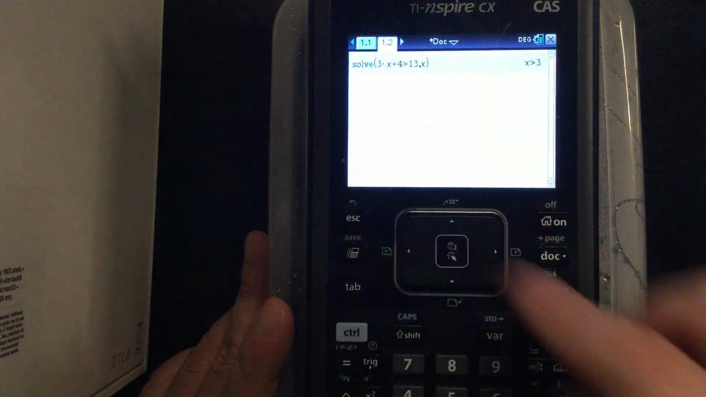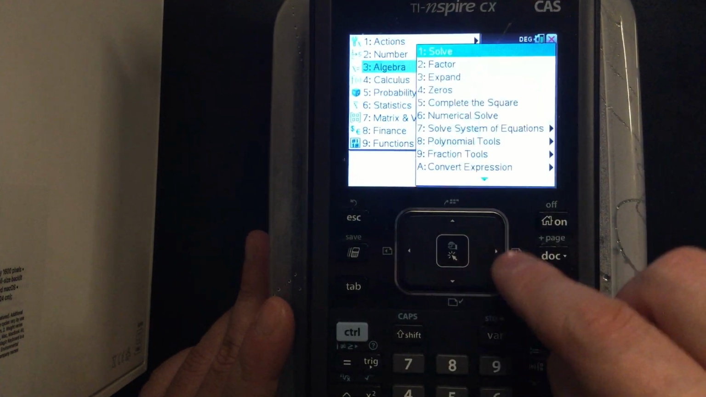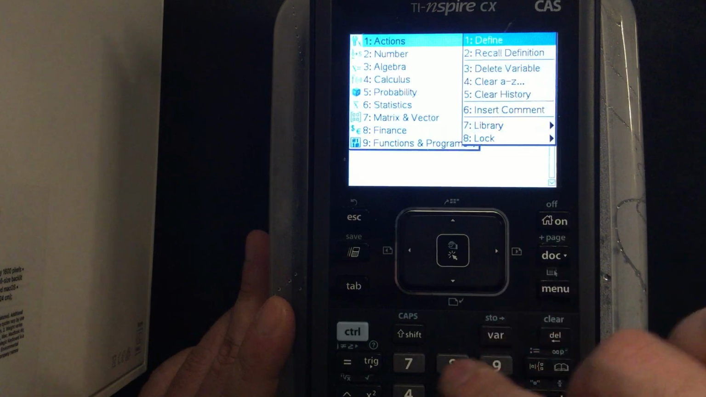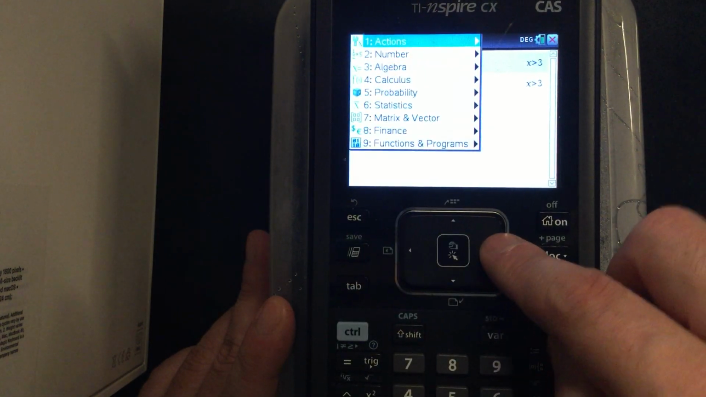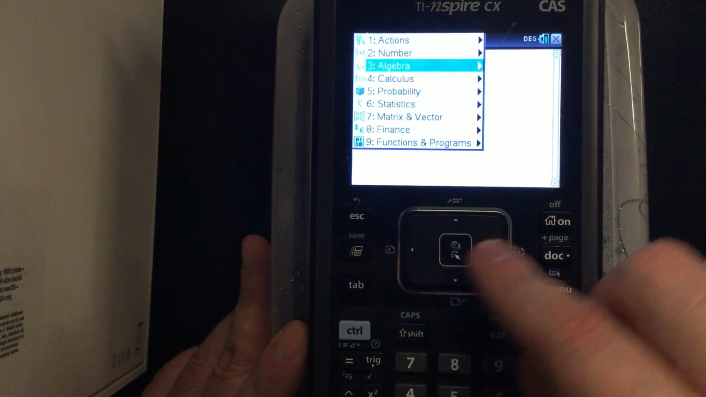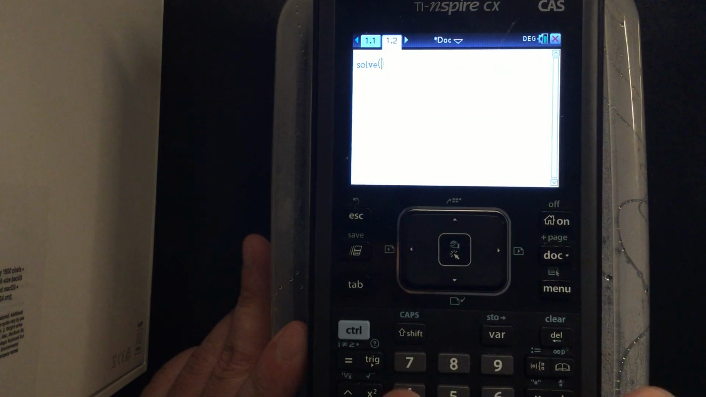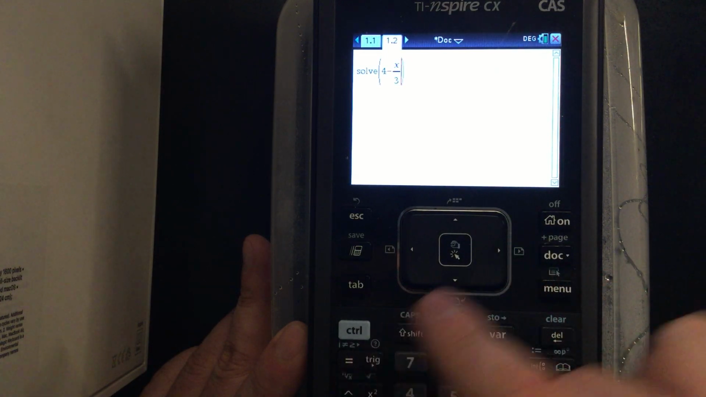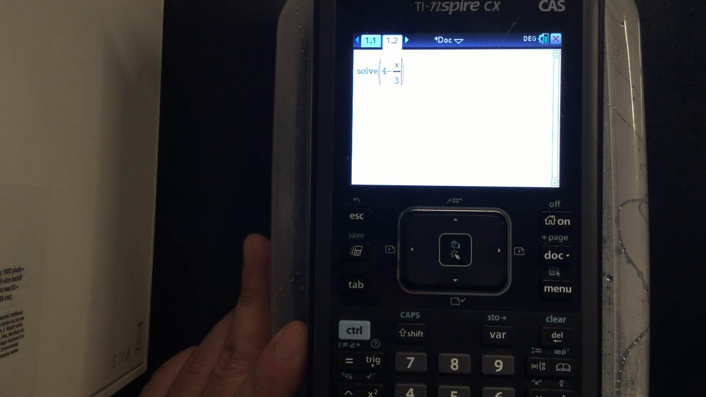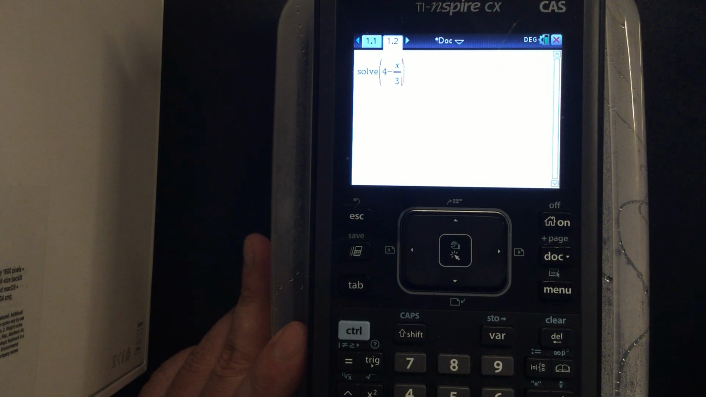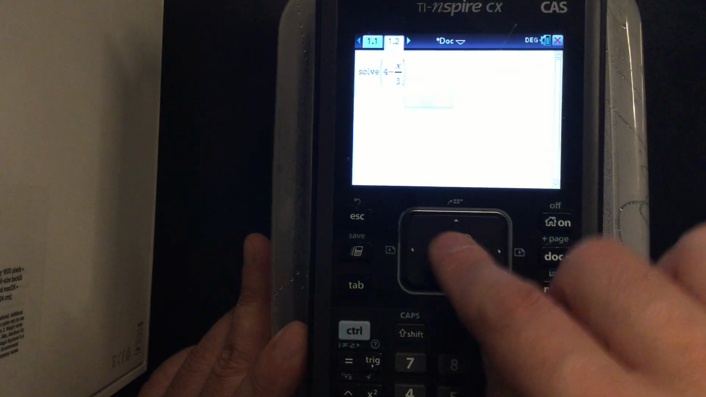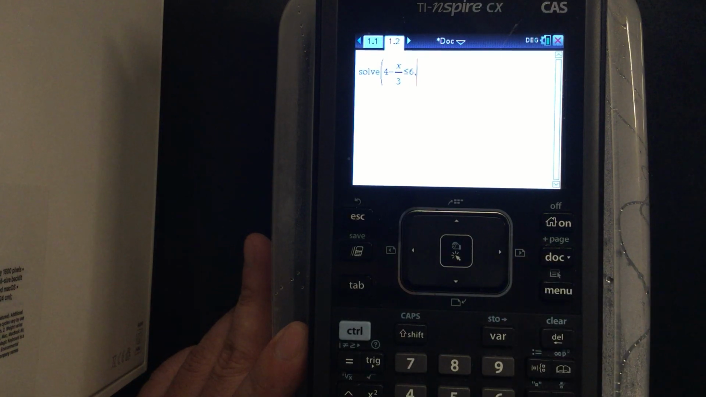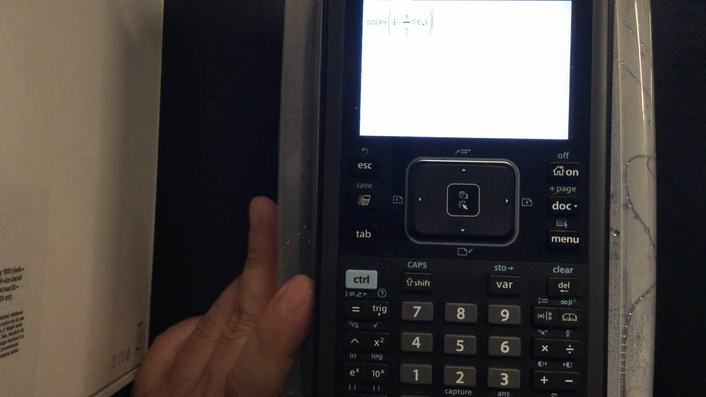So it's menu, algebra. How about this? We go clean, so to clean everything it's menu, action 5, done. So menu, algebra, solve once again, 4 minus the fraction x over 3. Now it's less than or equal to, less than or equal to. The other one is greater than. So less than or equal to is inclusive of the value itself. If it's just greater or less than, it doesn't include the value itself. And so less than or equal to 6, comma x, close bracket, boom.